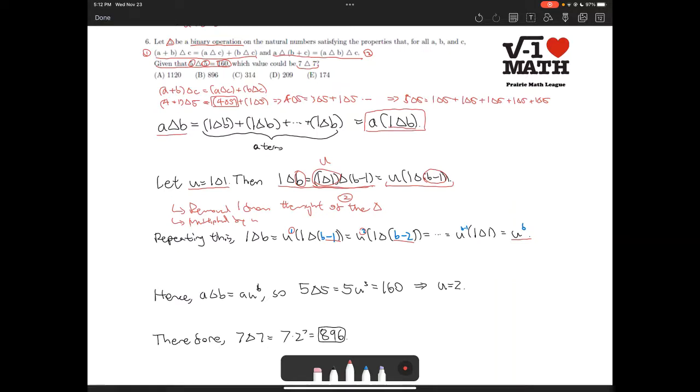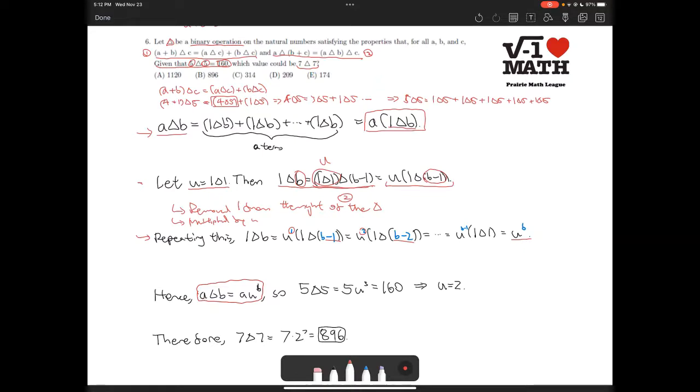Hence, we can now use these two properties, and we have this. So nice, we have a general formula for the triangle. Now all we need to do is solve for u here.